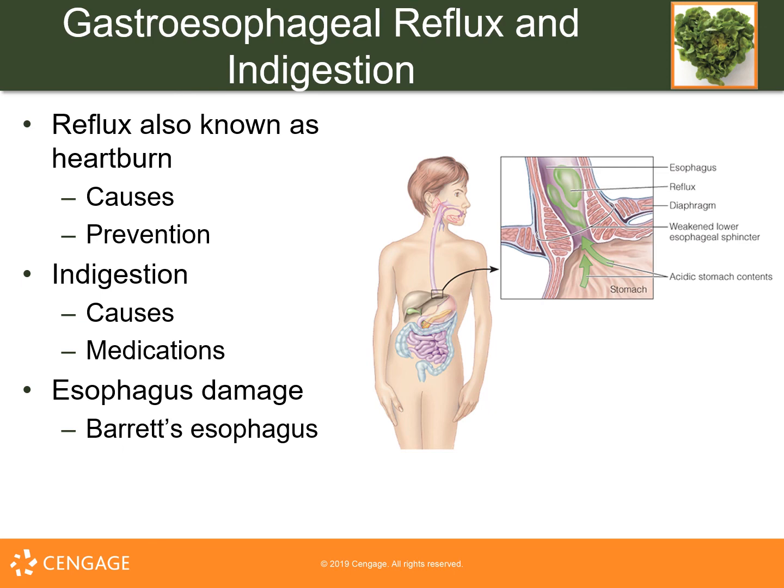First is GERD, or gastroesophageal reflux, and indigestion. Reflux is the backflow of stomach acid into the esophagus, and is also commonly known as heartburn. Causes can include eating or drinking too much, laying down after eating, or smoking. As far as prevention, you could eat less at one time, eat more slowly, and chew your food more thoroughly, just taking your time with your meals.